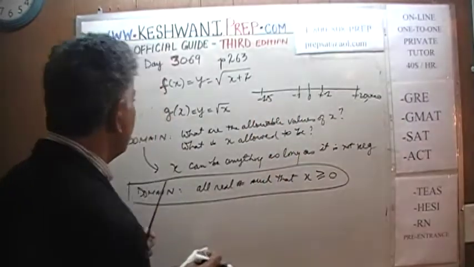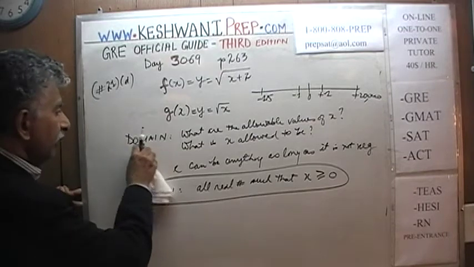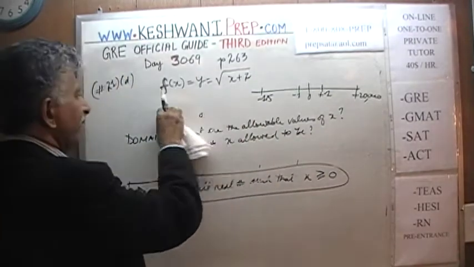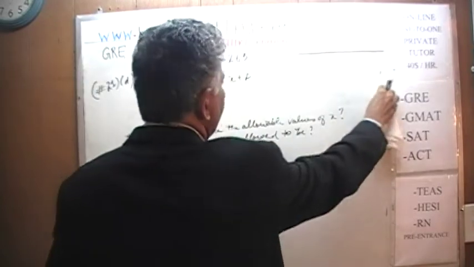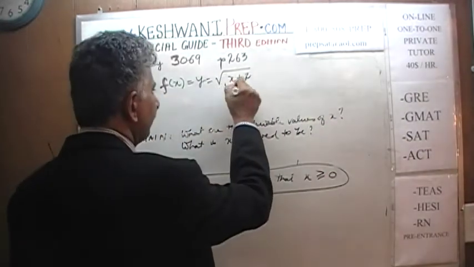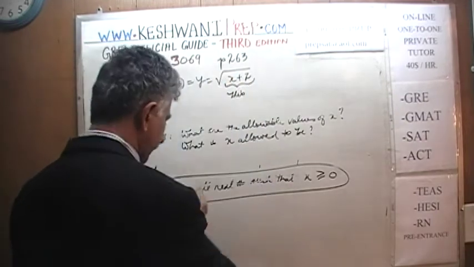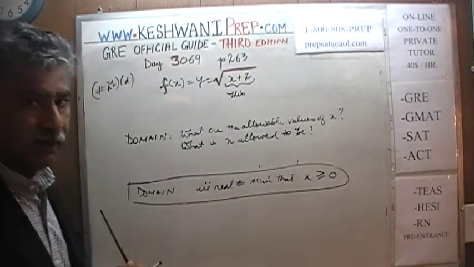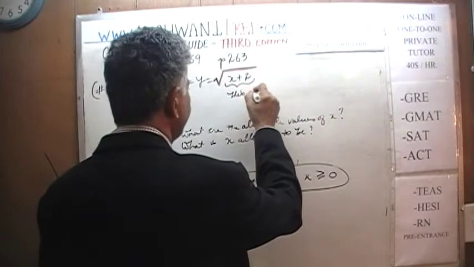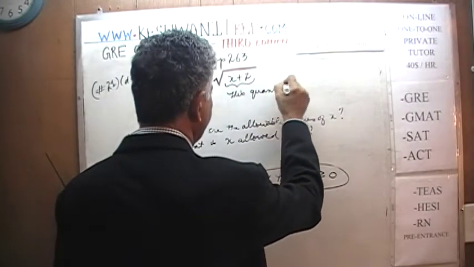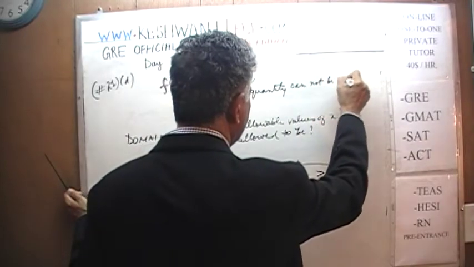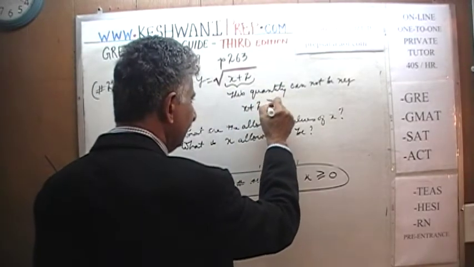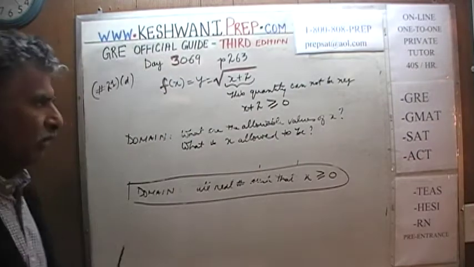Now let's talk about what we have actually on our hand. We're going to leave this here and let's talk about what we have here, which is the f of x right here. This quantity, x plus 2 that we see, under the square root sign, cannot be negative. In other words, this quantity under the root sign, x plus 2, has to be greater than or equal to 0. It has to be positive or equal to 0.